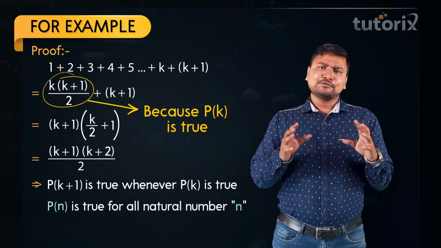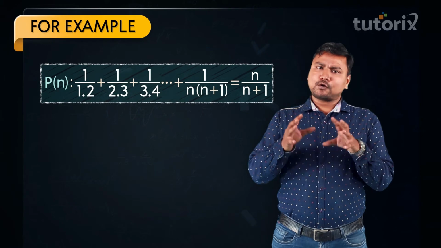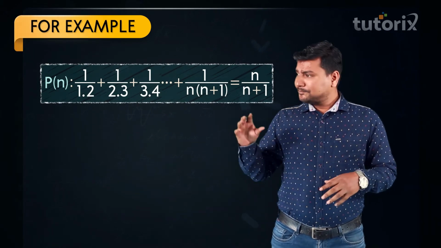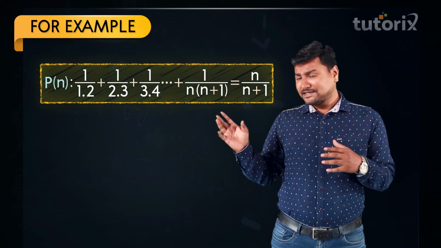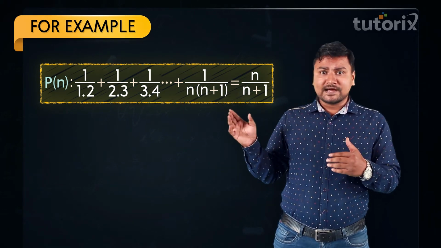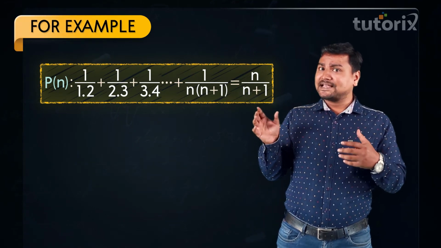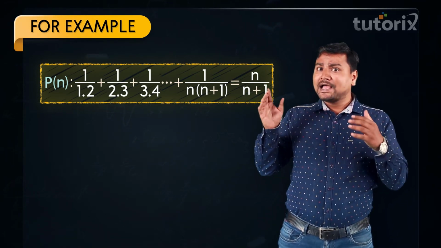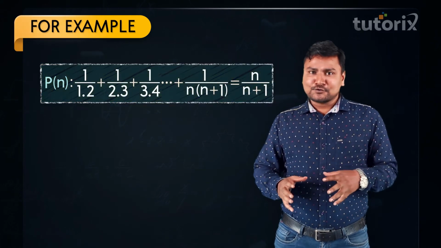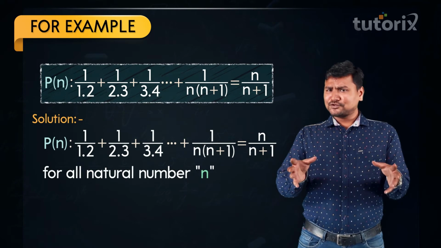Now let's move to the last example of the day. Read this question. This question is saying that for all natural numbers n, Pn is true, where Pn is 1 by 1 times 2 plus 1 by 2 times 3 plus 1 by 3 times 4 and so on till plus 1 by n times (n+1), and this is equal to n/(n+1). So pause the video and try it yourself. I think most of you have done this right.